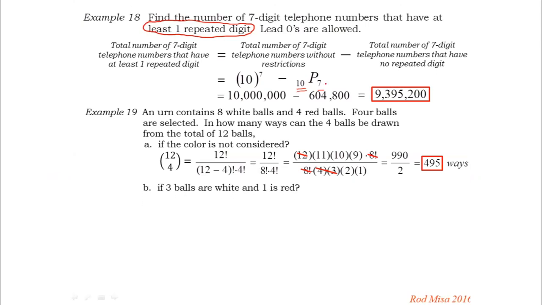If 3 of the 4 balls are white and the other 1 ball is red. Mathematically, counting without really counting, we know that the combination of 8 taken 3 at a time represents the choosing of the 3 white balls from the 8 white balls. And this will be multiplied with the choosing of one red ball from the four red balls there.